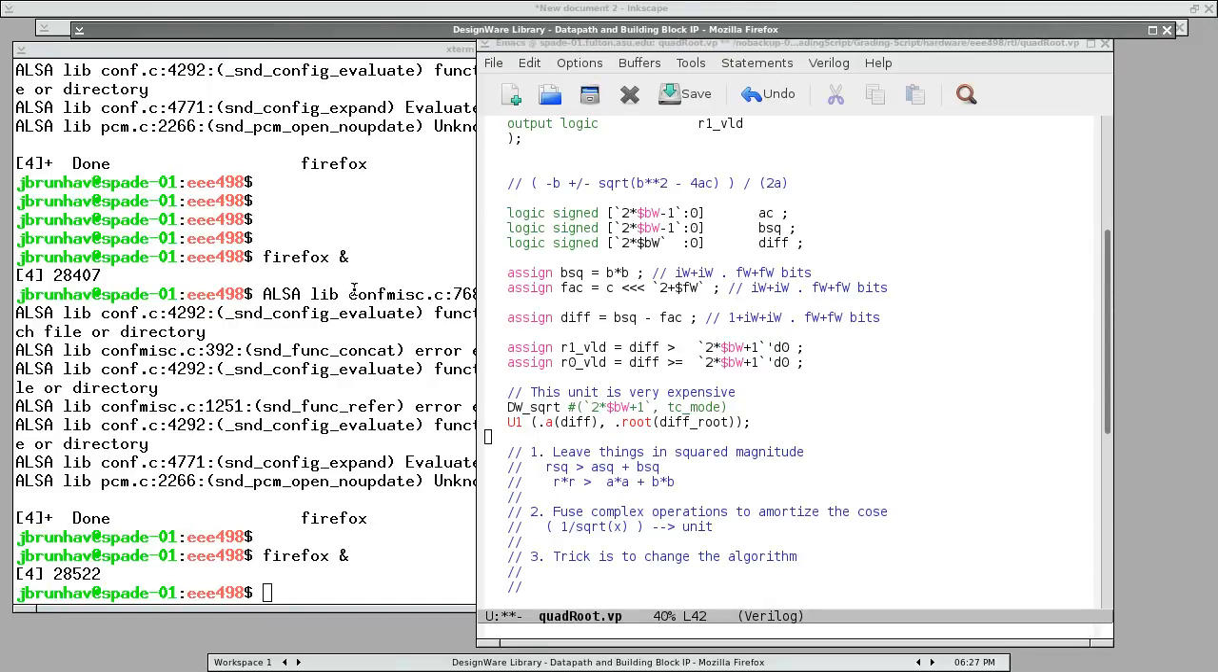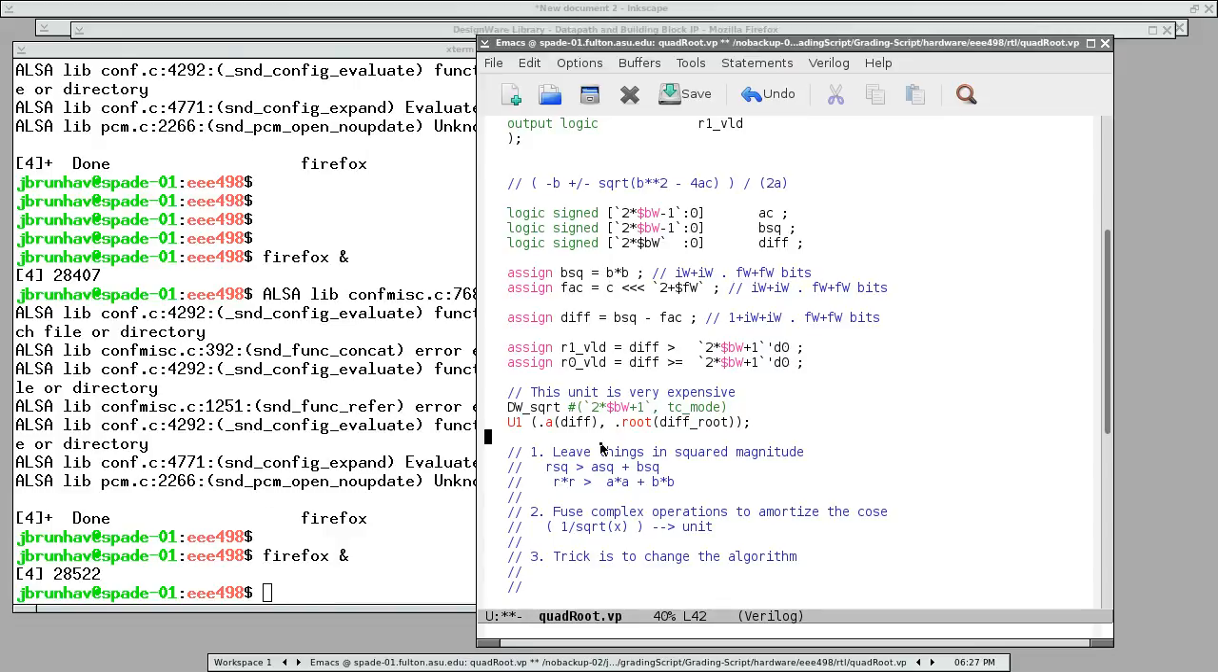Cool. And then let me kill my other VNC in case that's eating up bandwidth. But no, that's a good question.